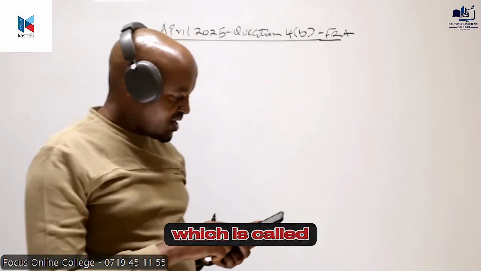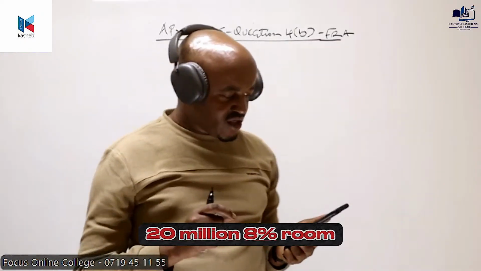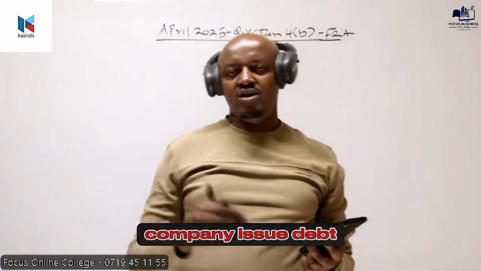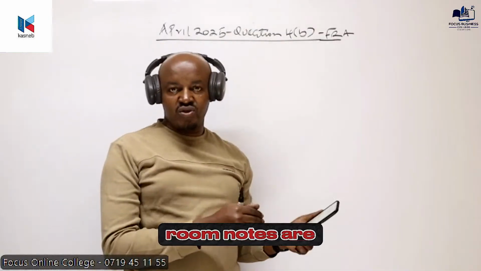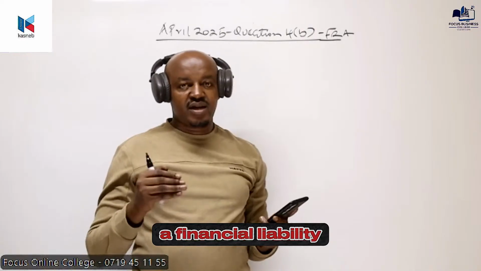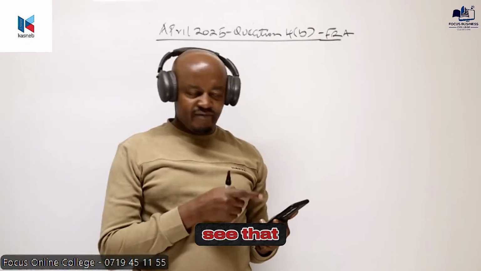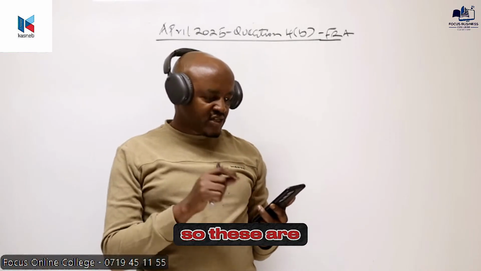So we are told this company, first of all, which is called Trades Limited, issued shillings 20 million, 8% raw notes. So we have said if a company issued a debt instrument, raw notes, basically this is a financial liability. And actually you have said that because they have a fixed rate, because you can see that these raw notes will be redeemed on 31st of December 2024.